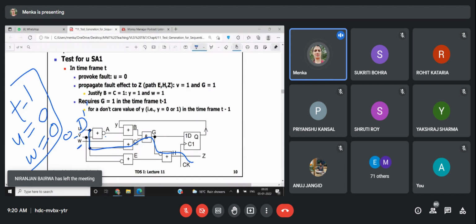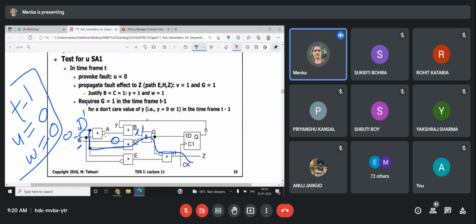So W, if you are making 0, then only this fault is getting propagated. So W is equal to 0 means this is 0, and so this will get propagated through this. So what should be here? Here you are expected to have 1, right? You are expected to have 1. So in order to make it 1, what should be the value of this?